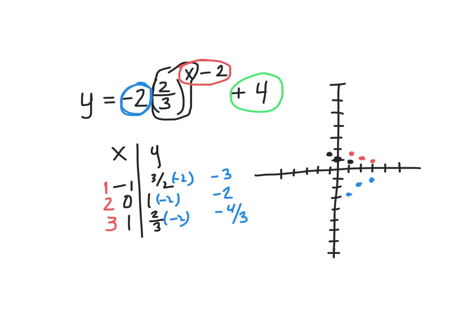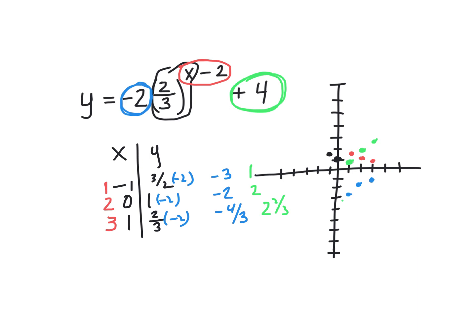And then finally, we would do the addition and subtraction, which is going to add 4, move everything up 4. On the table, if I add 4 to all these, I'd have 1, 1, then 2, 2, and adding 4 to a -1 1/3 would be 2 2/3. So now moving these points up, I'd be at 1, 1, I'd be at 2, 2, and then I would be at 3, 2 2/3.